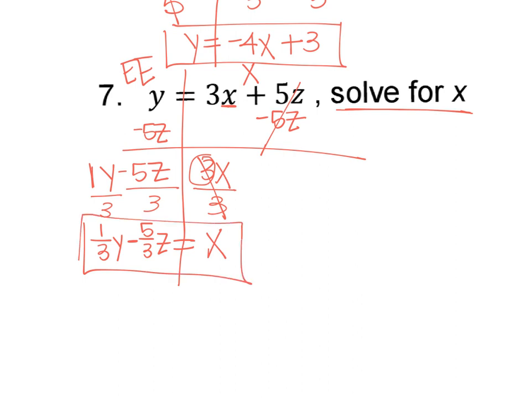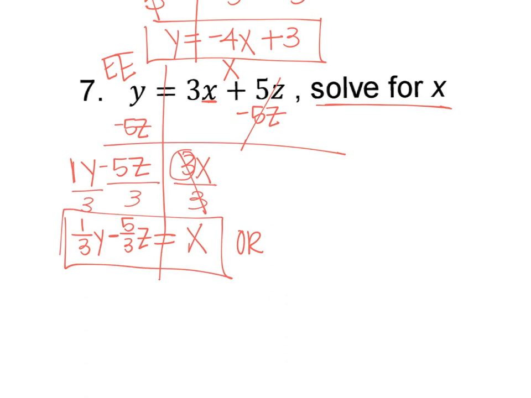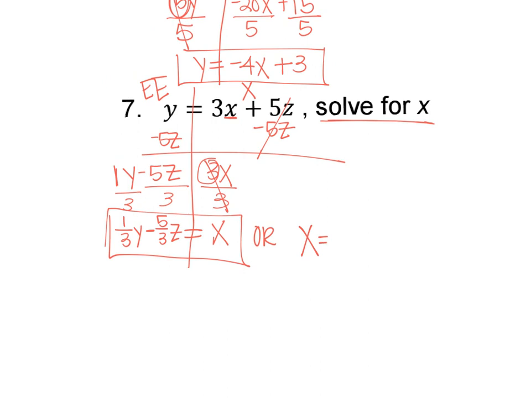And if you don't like seeing it this way, which I kind of think it's prettier to have x on the other side and have x equals whatever, you can just rewrite it. You can flip it. X equals 1/3 y minus 5/3 z. Either one of those.